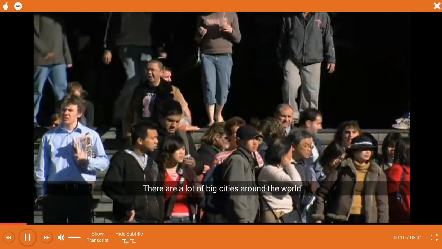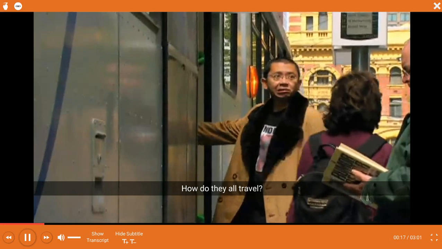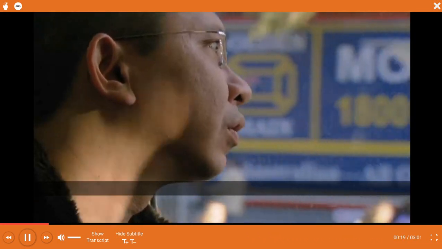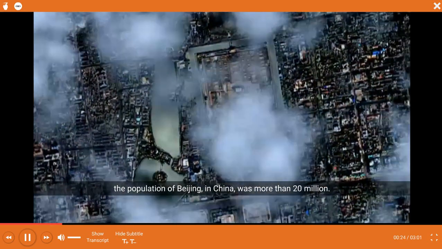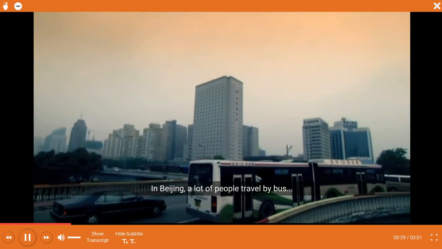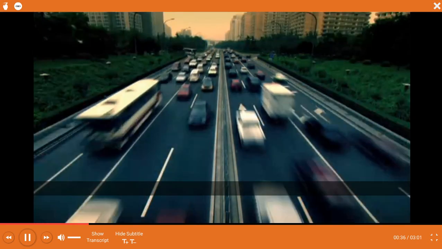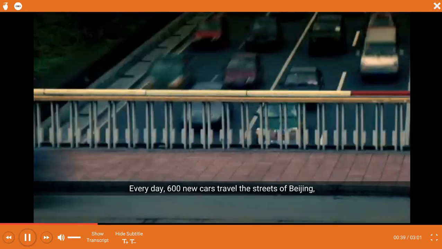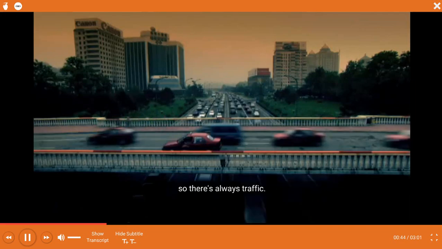There are a lot of big cities around the world, with lots of people. How do they all travel? At the end of 2012, the population of Beijing in China was more than 20 million. In Beijing, a lot of people travel by bus and by car. There are lots of cars in Beijing, about 5 million. Every day, 600 new cars travel the streets of Beijing, so there's always traffic.